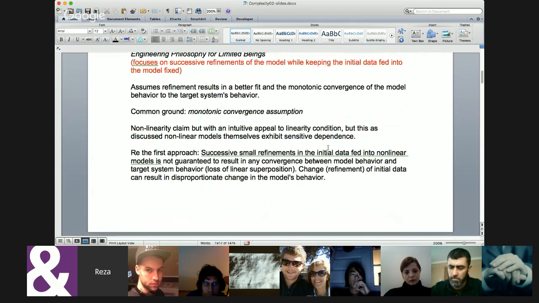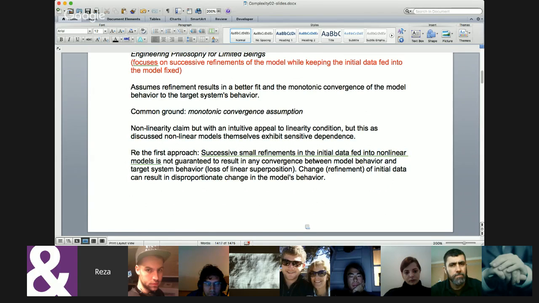What both of these basic approaches have in common is that piecemeal monotonic convergence of model behavior to target system behavior is a means of confirming the model by either improving the quality of the initial data or improving the quality of the model. The model in question reproduces the target system's behavior monotonically better and yields predictions of the future states of the target system that show monotonically less deviation with respect to the behavior of the target system.